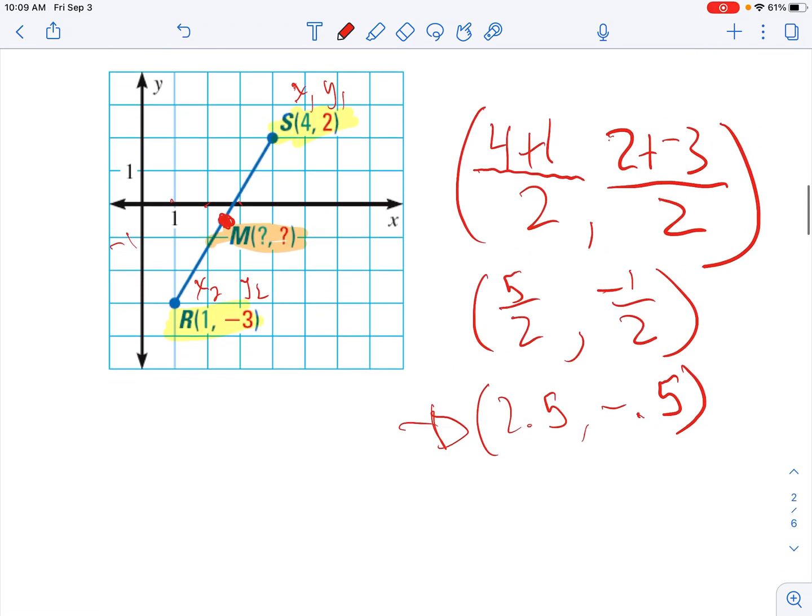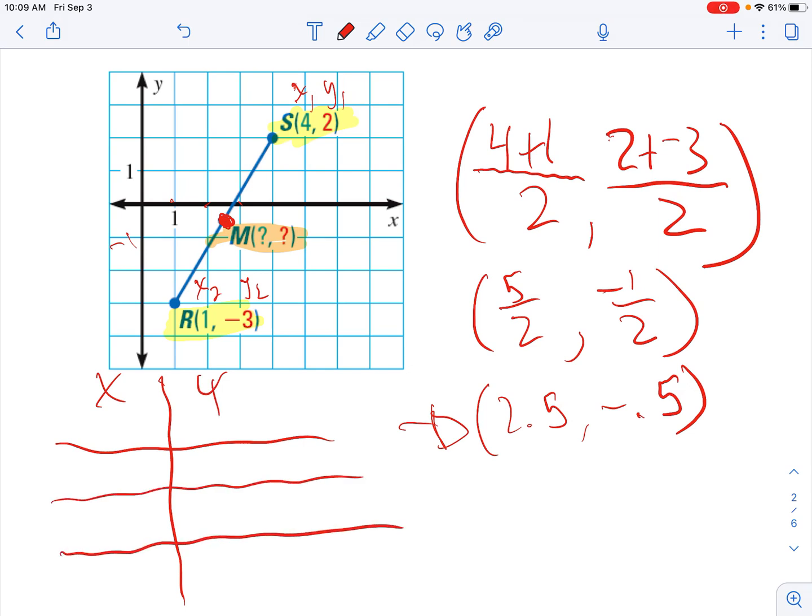I want to show you one other technique to solve this. It's the table method. So we're going to put x's here, we're going to put y's here. My starting point, I'm going to say is S again, which is 4 and 2. I'm going to start here, and I'm going to end here. My ending point is 1, negative 3.